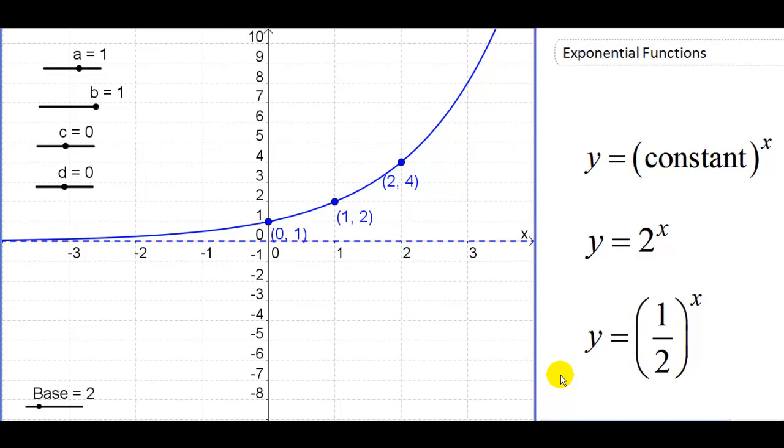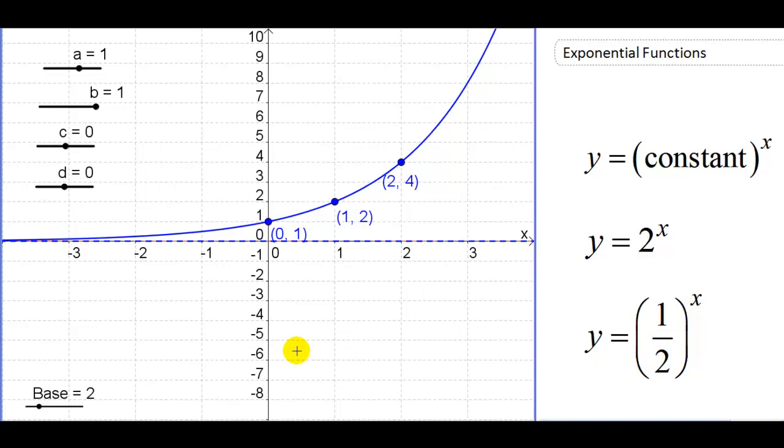Today we're going to look at exponential functions. The parent exponential functions are going to look like this: y equals some constant, some number that never changes for that specific problem, raised to the x power. So we're going to look at the two basic parent graphs that are based on y equals 2 to the x and y equals 1/2 to the x.